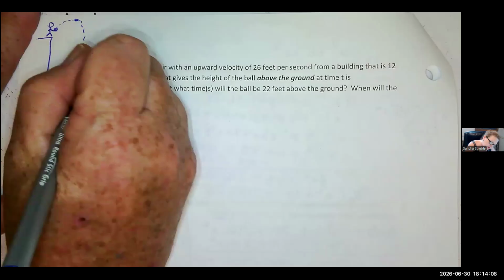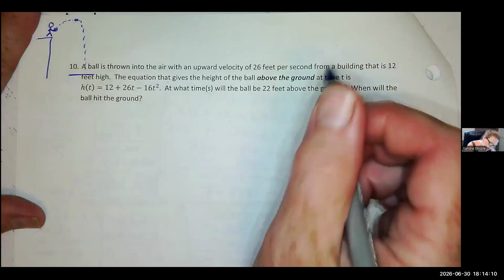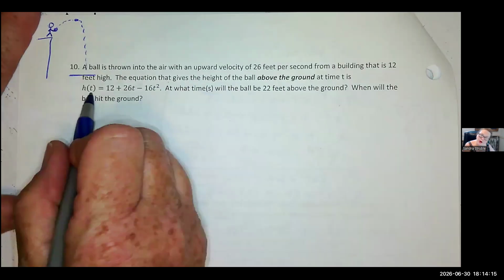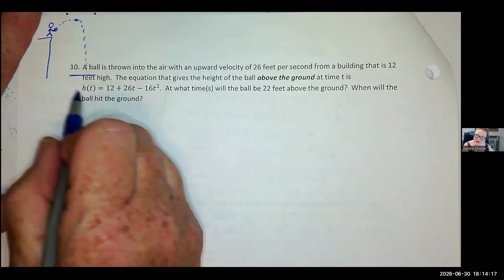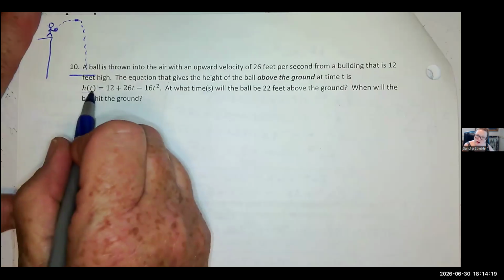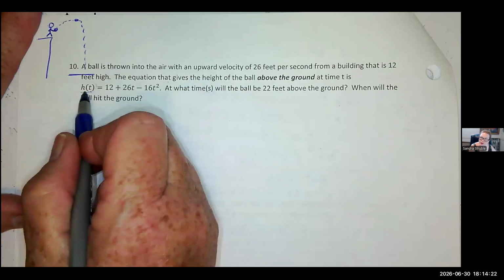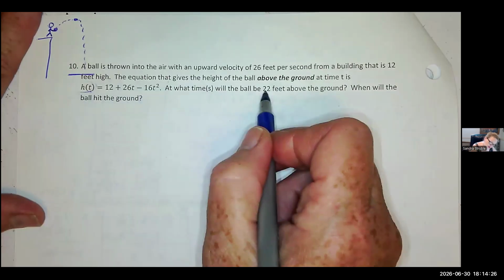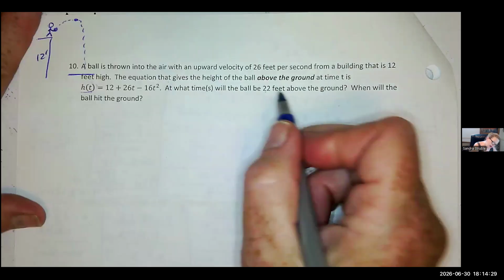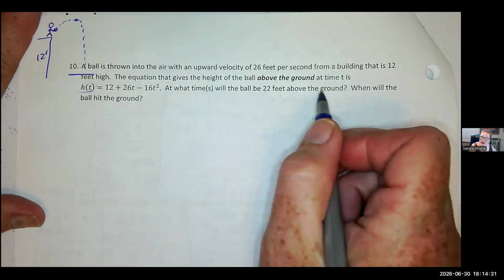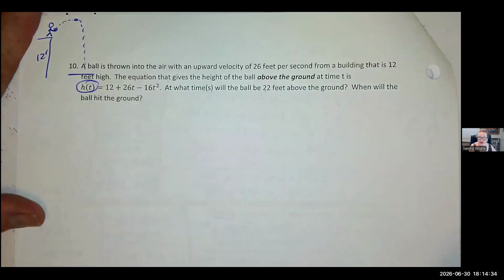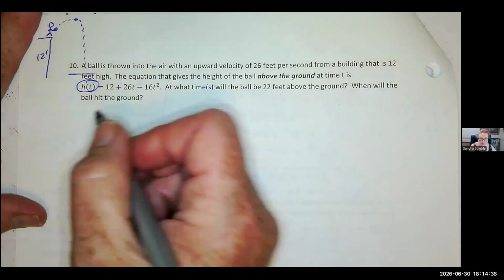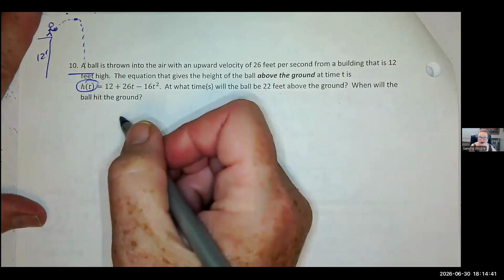So the equation that gives the height of the ball is this, where t is the time it takes, and h of t is where it is above the ground. At what time will the ball be 22 feet above the ground? That's where we're going to let h of t equal 22. And then the second question will be, when will the ball hit the ground? Well, what is the height of the ball when it hits the ground? The height will be 0.